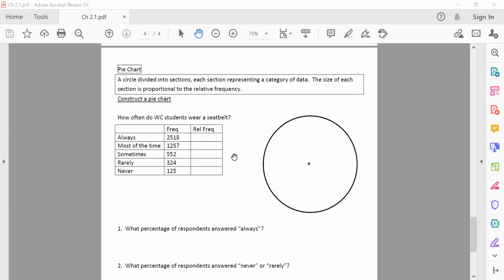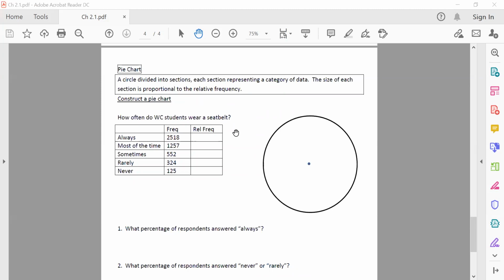Moving right along, we have a pie chart. Now, again, you've probably dealt with these kinds of charts before. These charts shouldn't be new surprises to you, so this is a little bit review-ish. A pie chart is just a circle divided into sections. Each section is representing a category of data. The size of each section is proportional to the relative frequency.